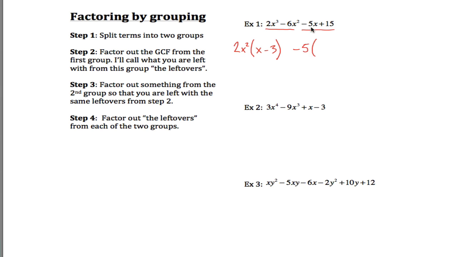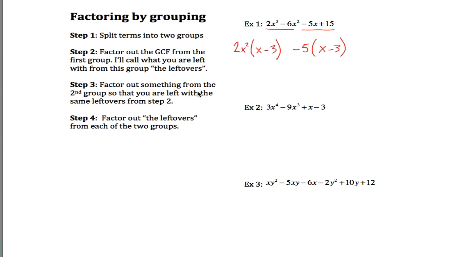In this case, if I pull out a negative 5 from negative 5x, I'm left with just positive 1x. If I pull out a negative 5 from positive 15, I'm left with negative 3. So what I'm left with in the parentheses over here is the same as what I had in the parentheses over here. So the end of step 3 is when you have factored out something from each of your groups so that the leftovers are the same.